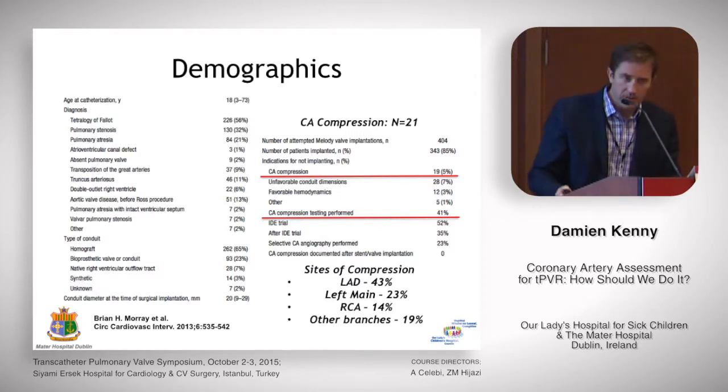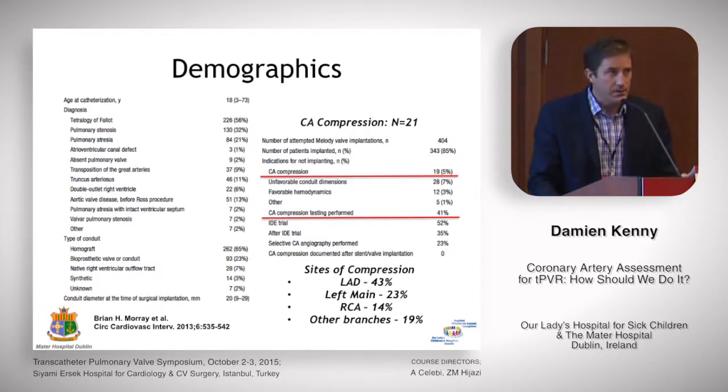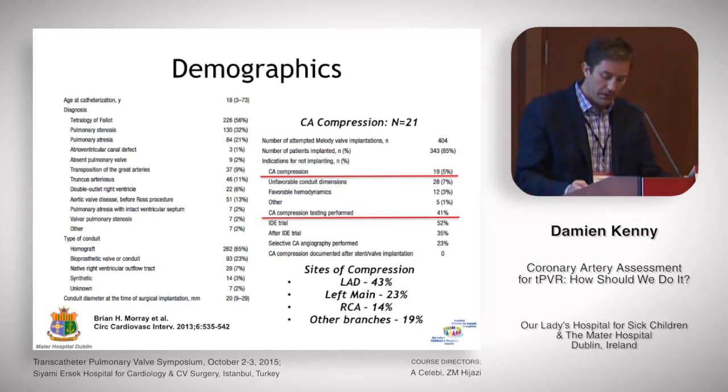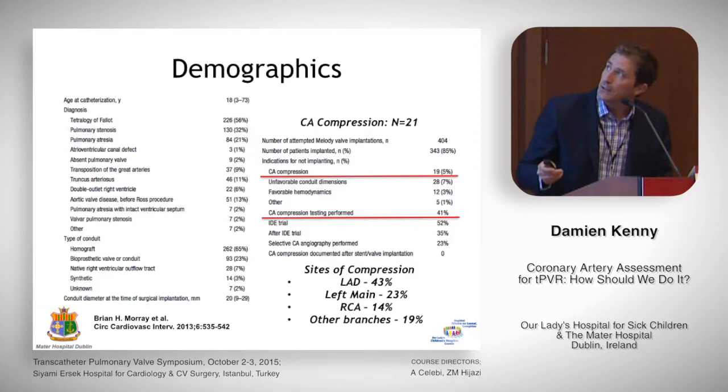When we look at the actual sites of compression, 43% were the left anterior descending coronary artery, 23% the left main. Sometimes we don't think the right coronary artery can be compressed. It can be in about 1 in 9, 1 in 8 of the cases that we see, and then other smaller branches in about 1 in 5.